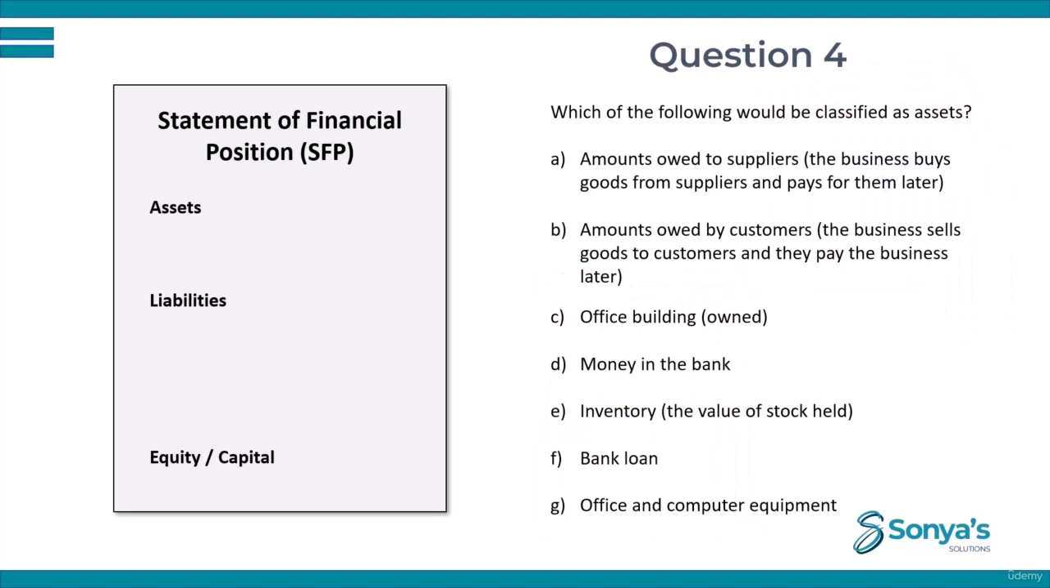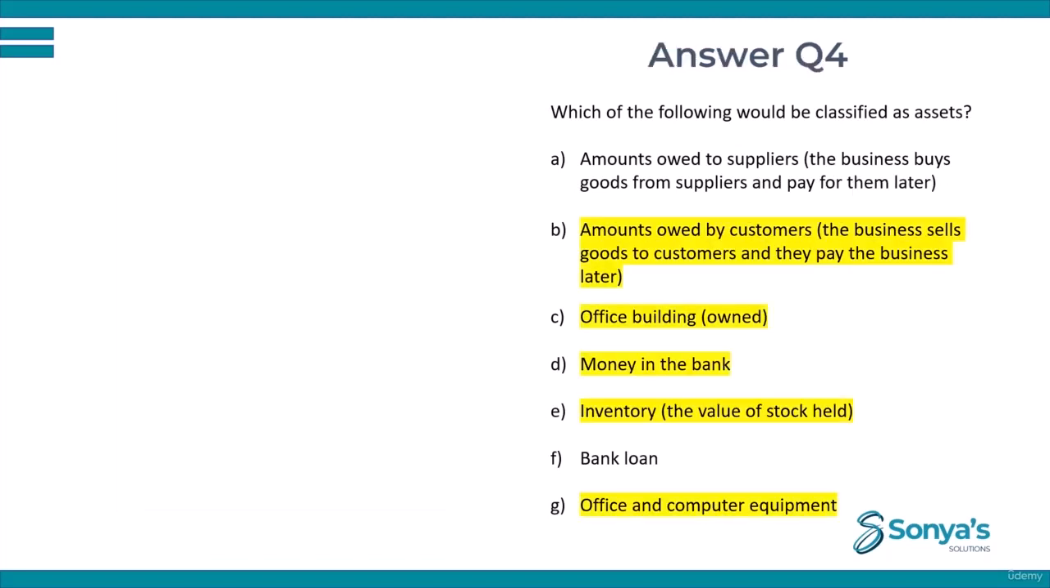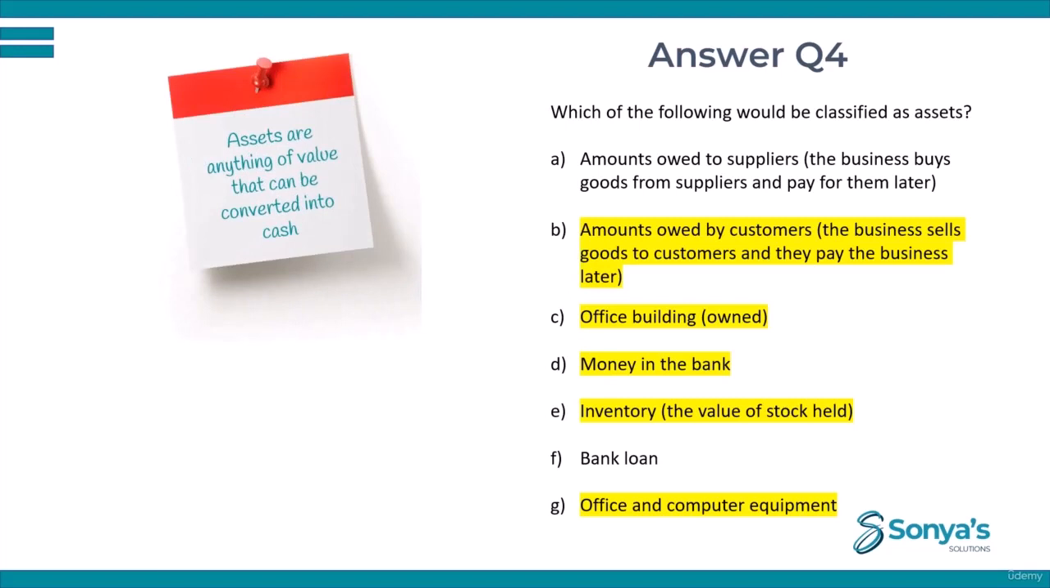Get ready to pause the slide again to give yourself time to read the question and answer it. To identify an asset, ask yourself, if the business needed to stop trading, where could it get cash from? It can ask its customers to settle their debts, sell the office building, use the cash that's held at the bank, sell its stock, office equipment and computer equipment.